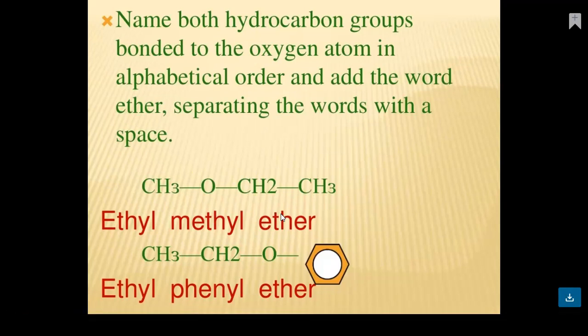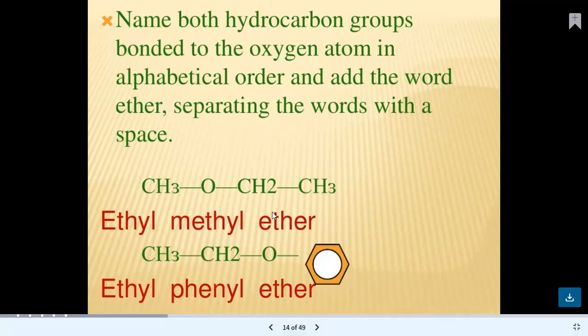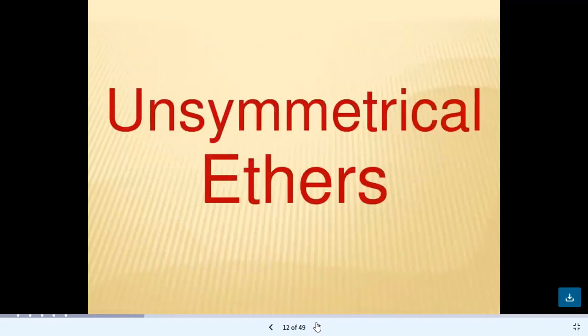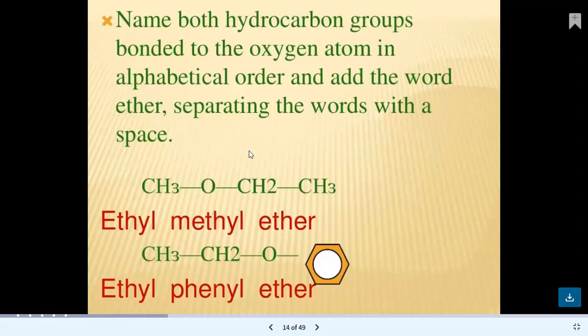Methoxyethane. Yes, methoxyethane. Actually, we used this very example before, didn't we? Let me see. Yes, methoxyethane. All right. These are unsymmetrical because they are not symmetrical. They don't have the same chains to both sides. And here we have another example: ethyl, phenyl, ether. Okay, so the ethyl, we mentioned it first because of the alphabetical order, remember.